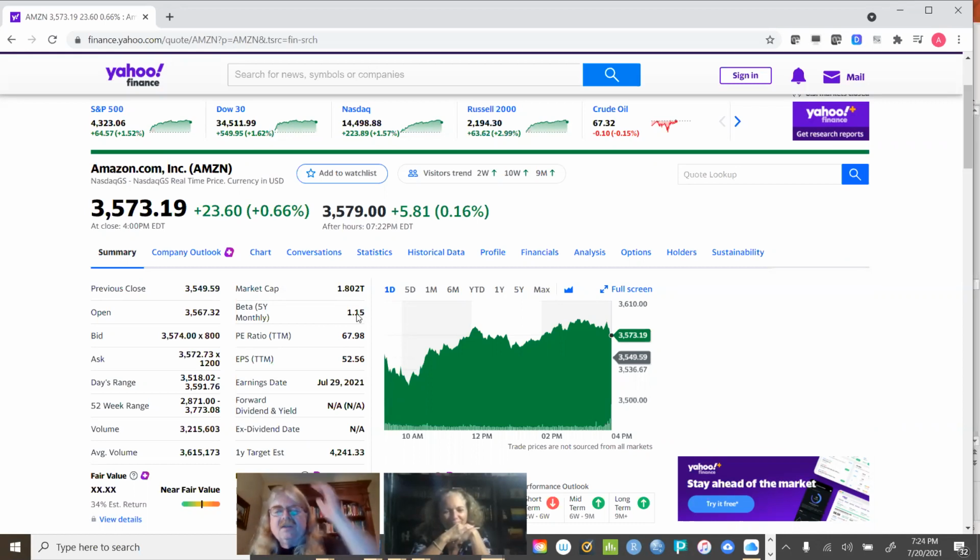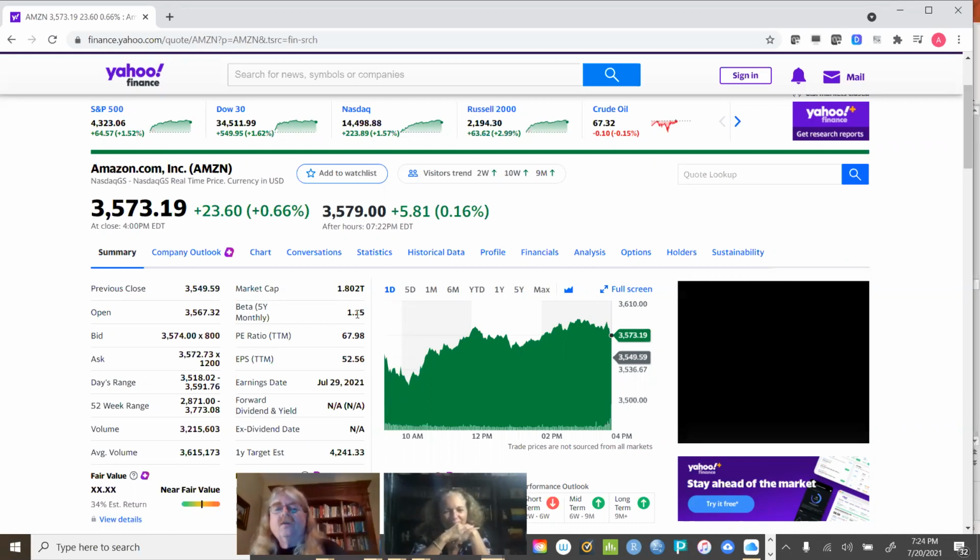But that's what that number means. So you can think of it as, where do we stand compared to the overall market? Anything above 1 is somewhat riskier than the market. Anything below 1 is less risky. And 0 means there's no risk at all.